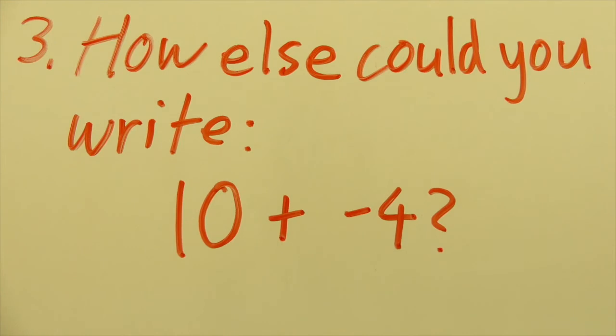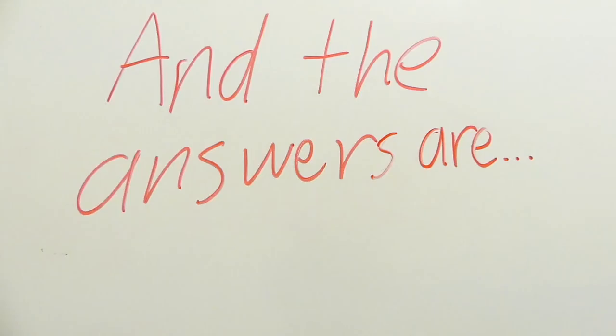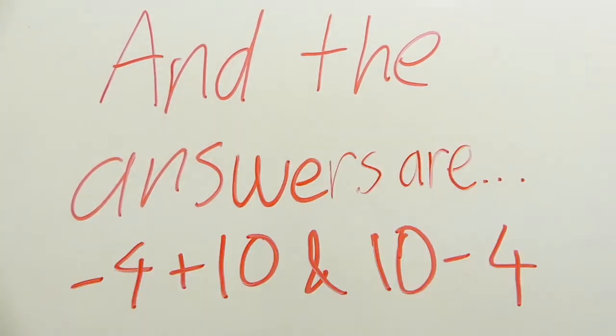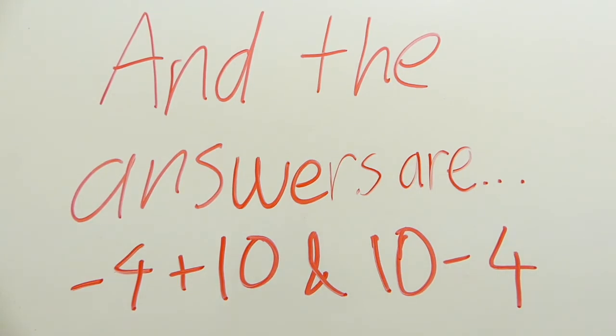The last question I asked was, question 3. How else could you write 10 plus negative 4? And the answers are negative 4 plus 10 and 10 minus 4. So for the first answer, the reason that's possible is because in an addition, you can switch both numbers or any numbers and it still works. So that works for additions of 2 numbers, 3 numbers, 4 numbers, any amount of numbers.